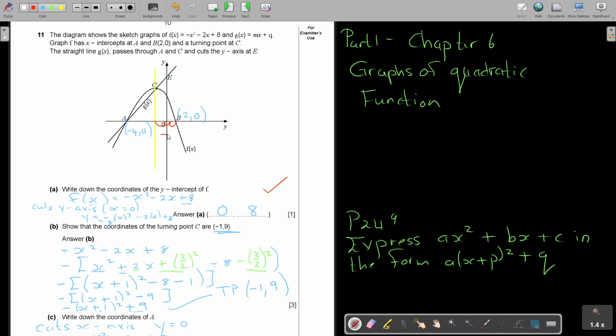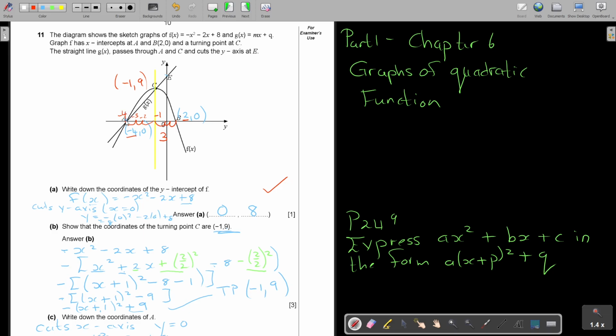So let's say you get 3 units. Don't forget the turning point was negative 1 and 9. So that is negative 1, and if you add 3, you will come to 2. That means there will also be 3 units to this side. So if you say negative 1, negative 2, negative 3, then this one will be negative 4.